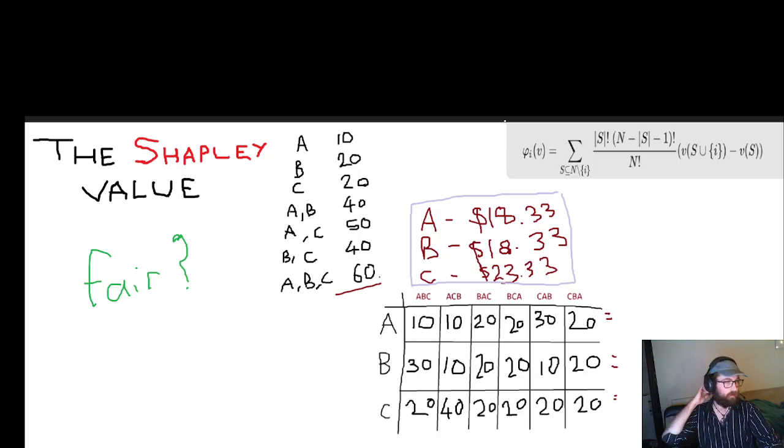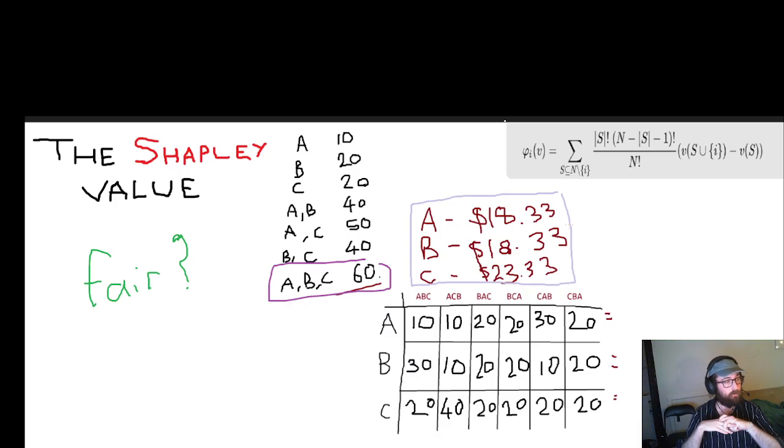So the first one is efficiency. Basically what this says is that when I sum up my values, they are actually going to equal my total. So if these 3 numbers here didn't sum to 60, we'd have a huge problem. So that's efficiency. That one's pretty straightforward, obviously, otherwise the algorithm wouldn't work.